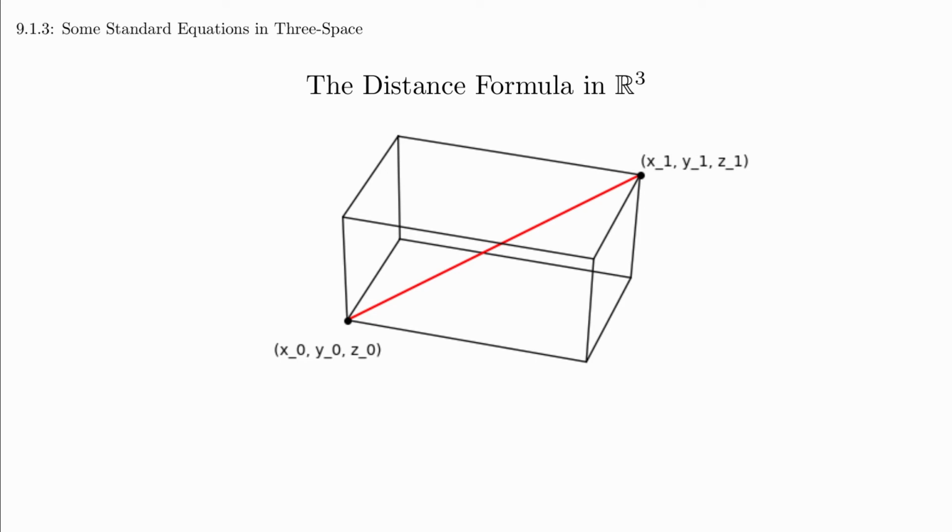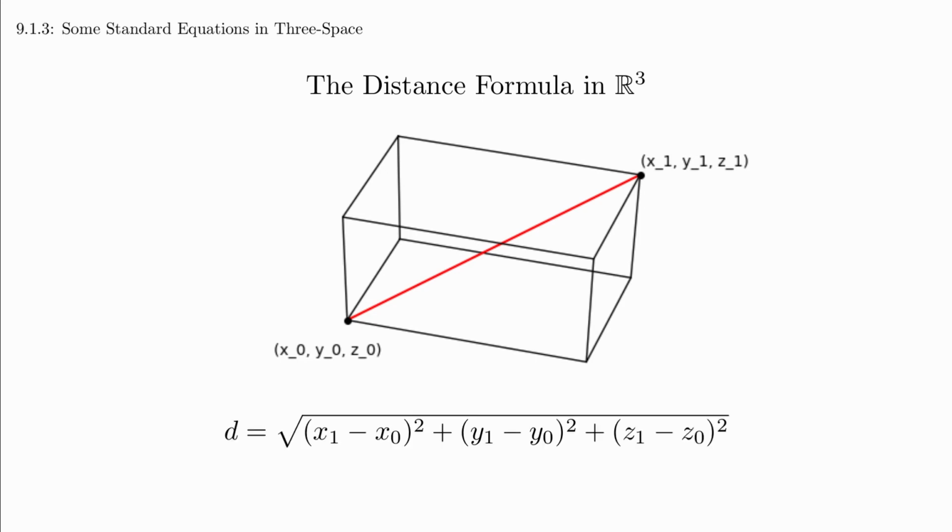You'll need to think a little bit to figure out the lengths of the sides of the box, but it's the same concept used in 2 dimensions, so I trust you'll be able to work it out. The end result is known as the distance formula, and it tells you how to calculate the distance between any 2 points in 3 dimensions.